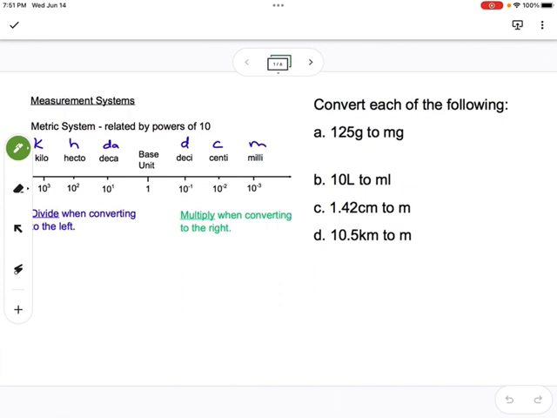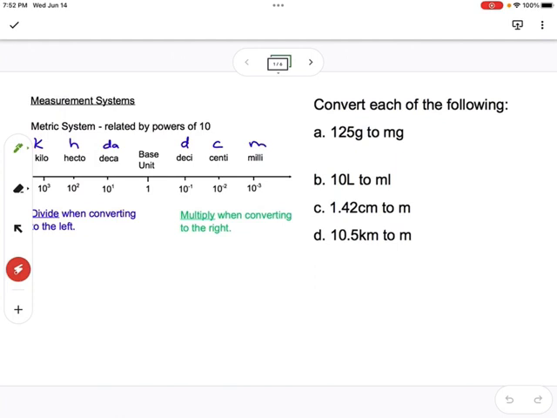With our metric system, we are going between our different units, looking at the prefix for the base unit. As we work to our bigger units from the base, we want to divide, going to the left, and when we go to our smaller units, we want to multiply. Okay, so this is all by 10.